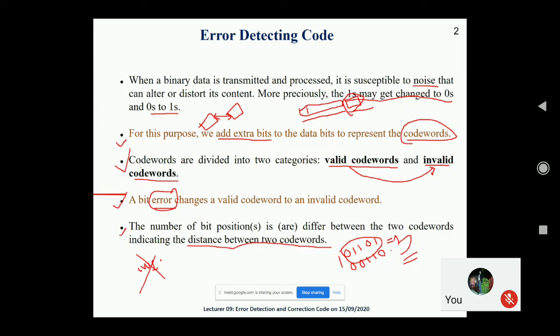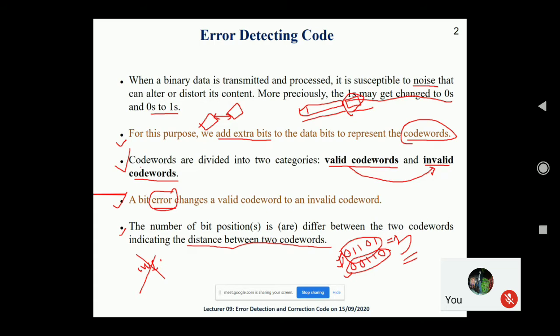Okay, and this is the second code word. If someone asks you what is the difference between these two code words, this one is the first code word and this one is the second code word.